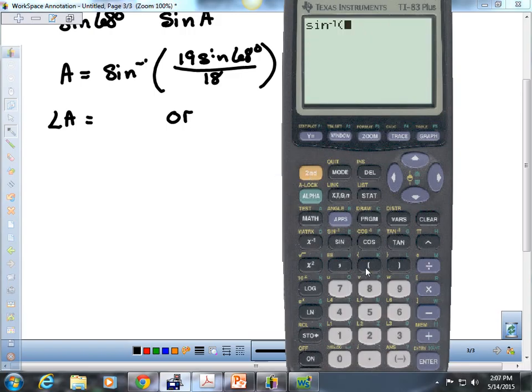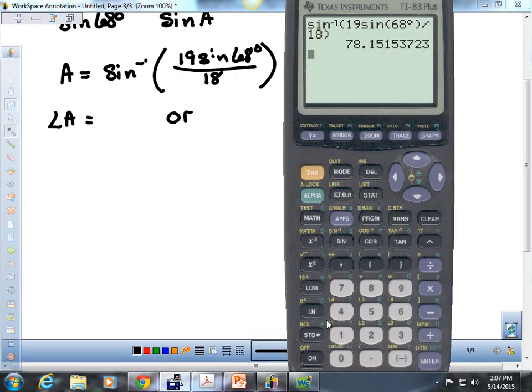And then I want 19 sine 68 degrees. And I'm going to divide that by 18. Why don't I need parentheses inside here? Is it going to do the multiplication before it does the division? Yes, the order of operations, so it is. So I get that, and then 180 minus that.